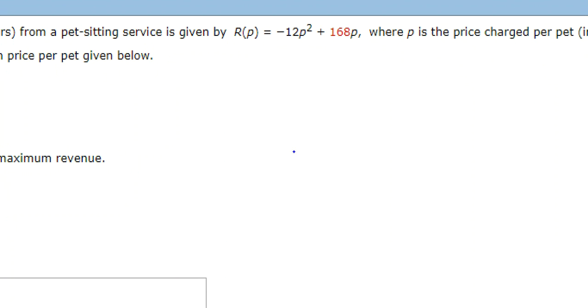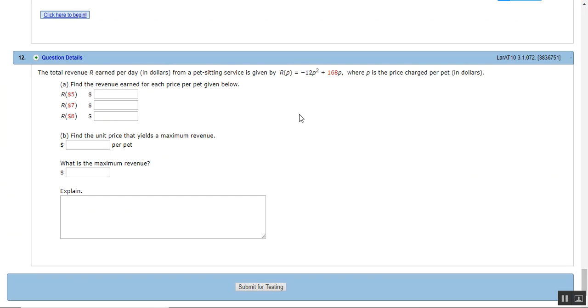In this problem, you have a function that represents the revenue per day from a pet sitting service. R means the revenue, P means the price. Now the first part, A, is to make sure that you understand what this function actually does.